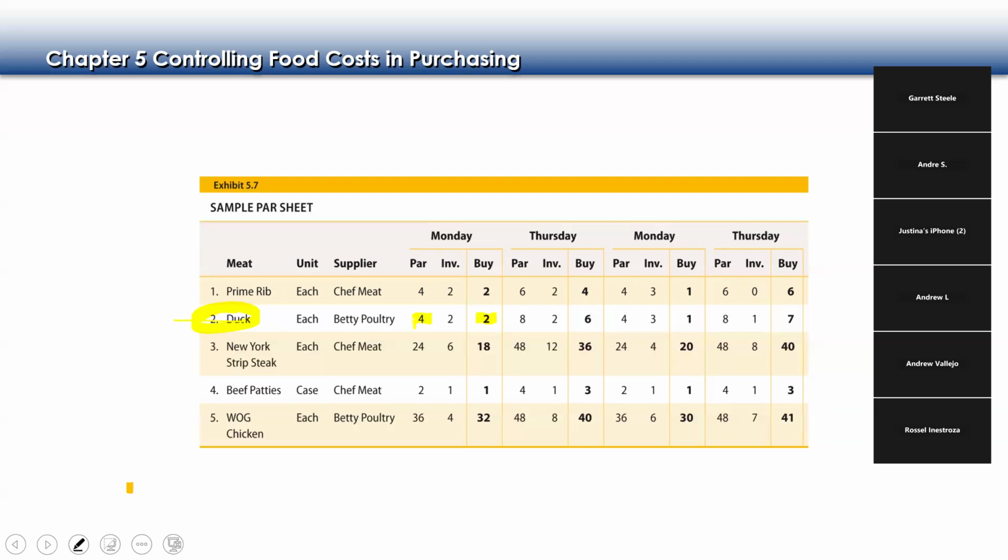Then on Thursday, my par is 8 to get me through the weekend. Again, I have 2 in inventory, so I'm going to only order 6. I'm not going to order all 8. Okay.